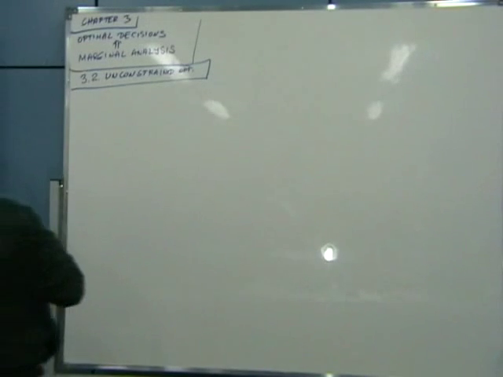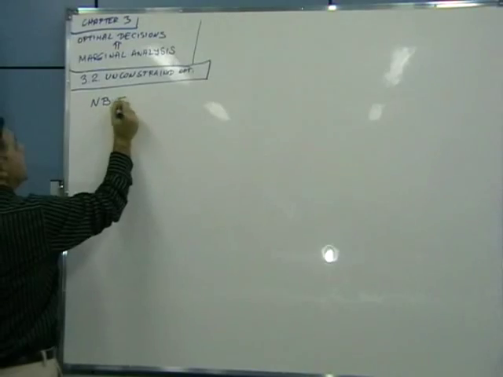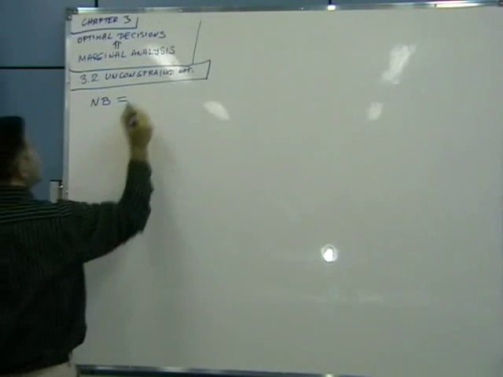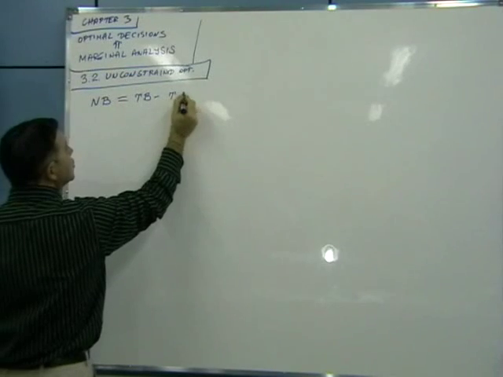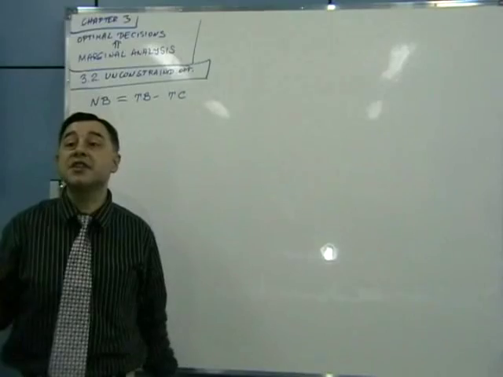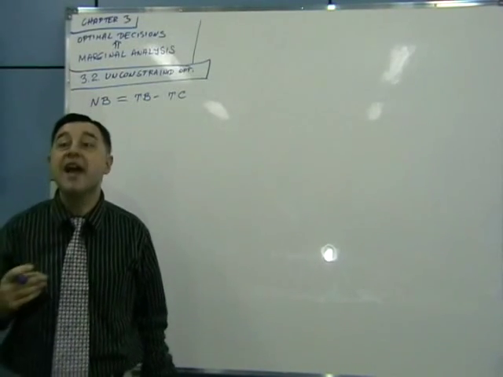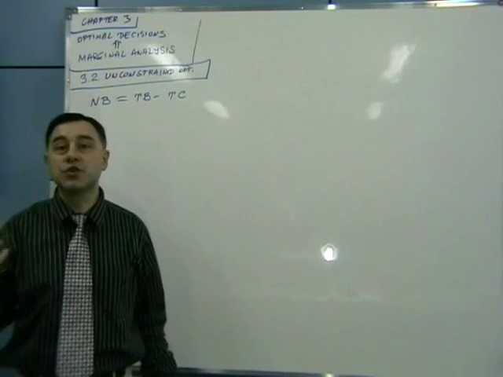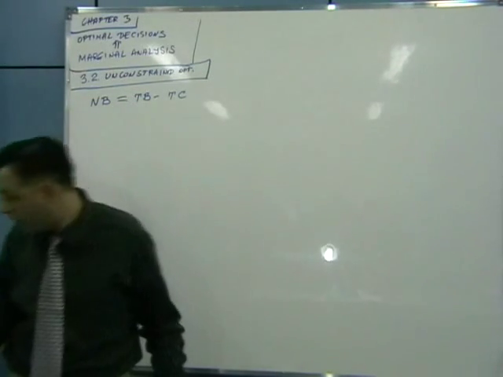This is on page 85. Net benefit equals total benefit minus total cost. Remember, total cost is economic cost. It includes all costs. Ideally, for economic decisions we should also be including opportunity costs.